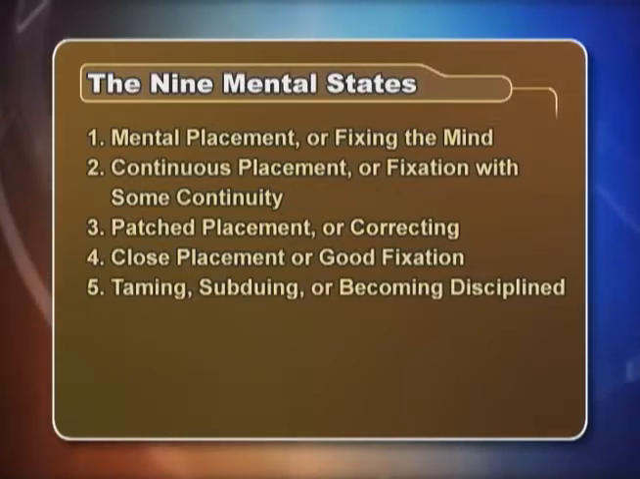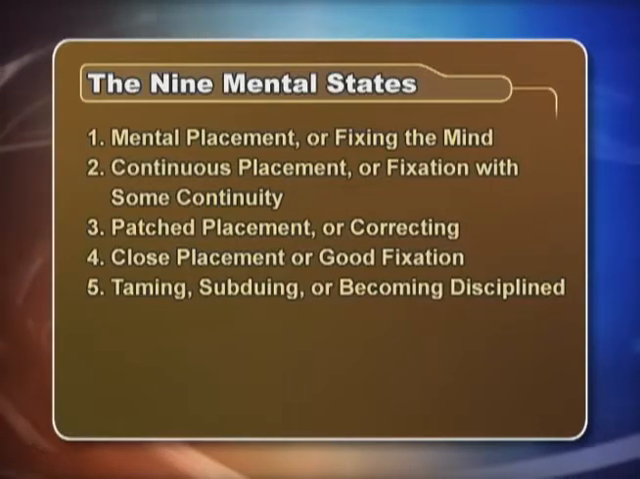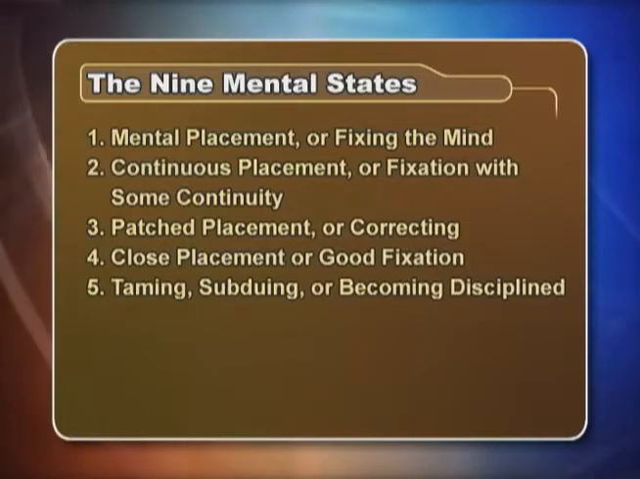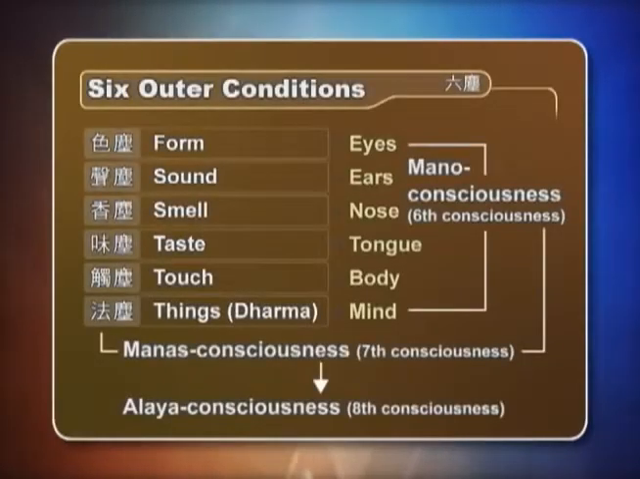So from mental placement to continuous placement, to patch placement, to close placement, to taming, they are involved with the forefront five senses, the sensory organs, with the eyes, the ear, the nose, the tongue, and the body. In other words, when you're meditating, all these forefront senses, the five senses, they are interacting out to your environments.